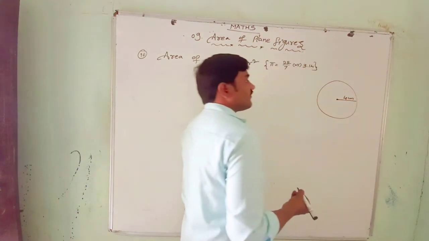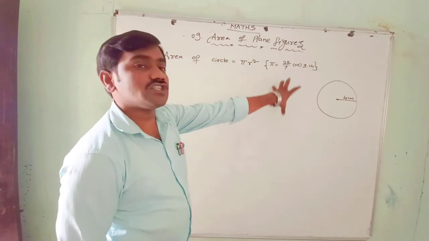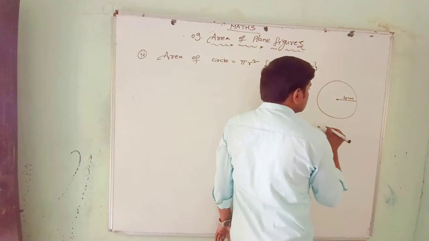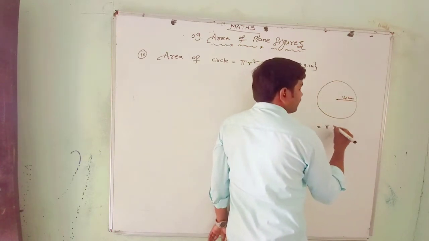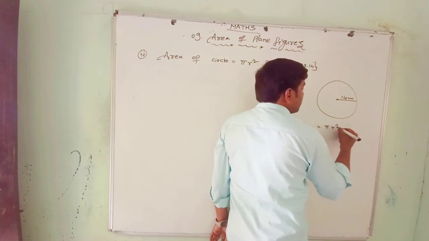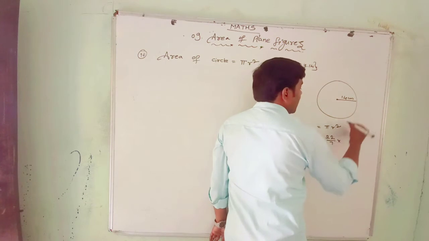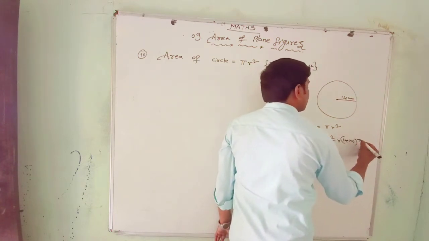It is a circle with a radius. Then we need to find out the area which is occupied by this circle. Suppose here let me take 14 centimeter. Now the area of circle formula is pi r square. Pi, as we know, is 22 by 7, into r square. That means here 14 centimeter whole square.